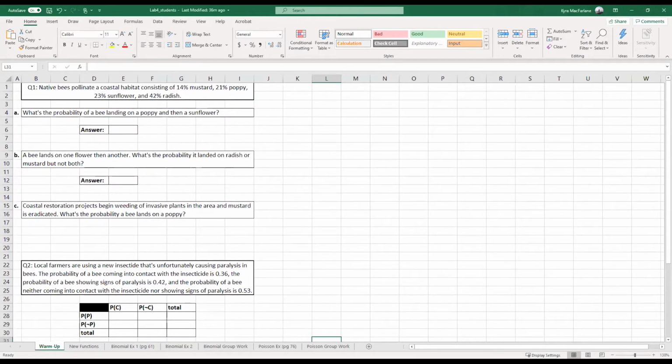Native bees pollinate a coastal habitat consisting of 14% mustard, 21% poppy, 23% sunflower, and 42% radish. I asked, what's the probability of a bee landing on a poppy and then a sunflower? So one and then the other. A good way to start is to make a little table of this data so that you can use it for the rest of the calculations.